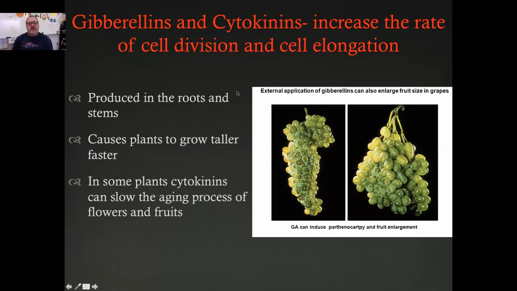Gibberellins and cytokinins are hormones that make cell division occur more quickly and make the cells grow a little bit. Elongation kind of means larger cells. The gibberellins and cytokinins are produced in the roots, and they cause the plant to grow faster, taller, whatever it happens to be for a particular plant. Sometimes in some plants, those hormones slow down the aging process.